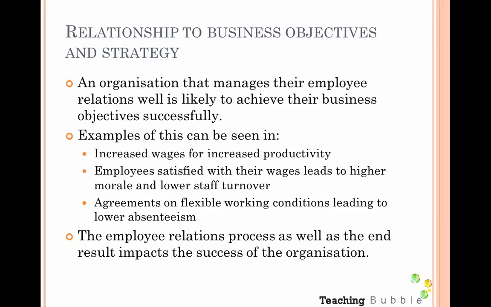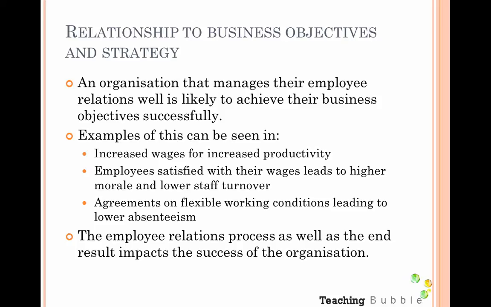So in this video, we're going to look at that first topic, the relationship between business objectives and strategy. An organisation that manages their employee relations well is more than likely going to achieve success and achieve all their objectives. Remember, the employees are the ones actually achieving the objectives for the organisation. They're the ones that create the products and sell the products, all those things that an organisation wants to do. So those that manage employee relations really well will improve or meet their objectives.